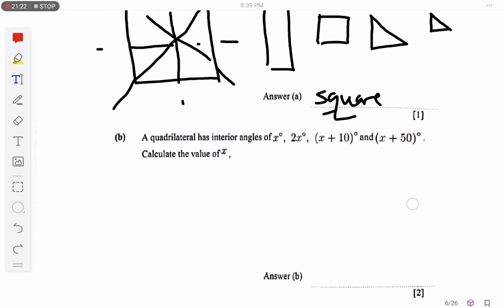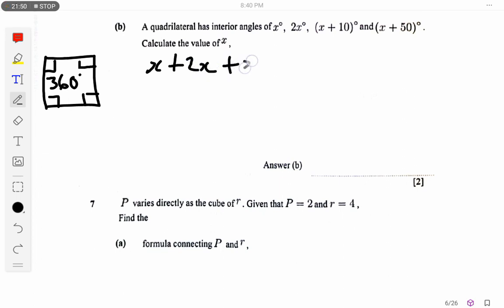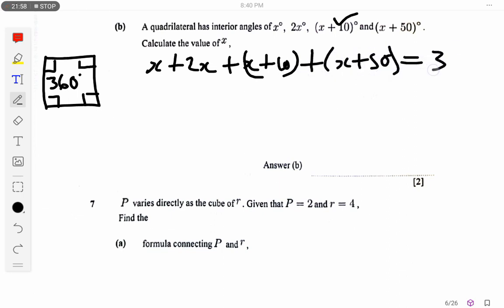Fine, let's move on. The next question is saying a quadrilateral has interior angles of that. So you find out a quadrilateral, like for example the square that we have just talked about. It has 90 degrees there, 90 degrees there, 90 degrees there, 90 degrees there. So the sum of interior angles there is 360 degrees. So if we want to find the value of x there, we can say x degrees plus 2x there plus x plus 10 there. Plus the x plus 50 is equal to 360 degrees.